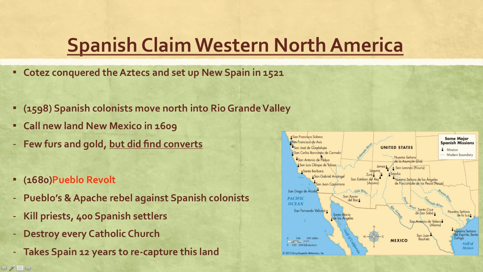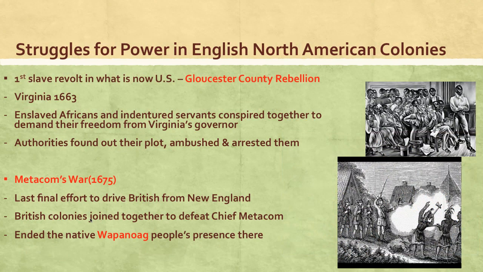But finally, in 1680, we have a fight back. We have an indigenous revolt called the Pueblo Revolt, where the Pueblo and the Apache tribe rebel against the Spanish colonists. It's an organized revolt. They move through, they kill colonists along their way, and they literally destroy every single Catholic church in a resentment for the cultural destruction that is ensuing here. The Spanish are going to send reinforcements, but it's going to take 12 years to completely recapture this land.